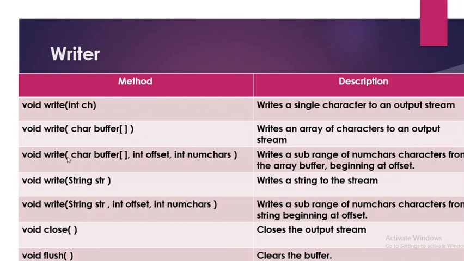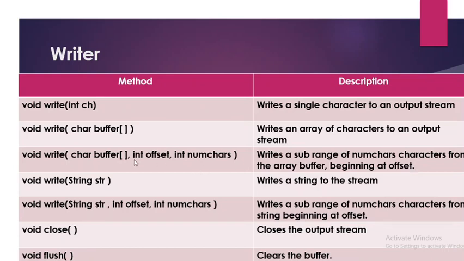For that we can use this overload, void write(char[] buffer, int offset, int numChars), where offset specifies from which index location within your array you want to start writing the characters, and numChars indicates how many characters from that array you want to write into your stream. So the meaning is: it writes a subrange of numChars characters from the array buffer beginning at offset.